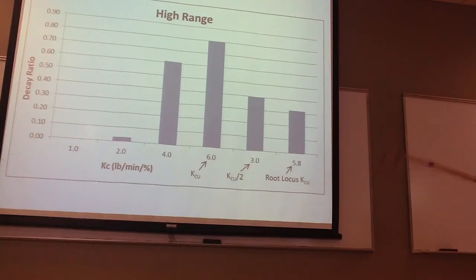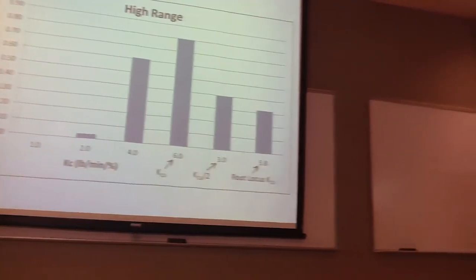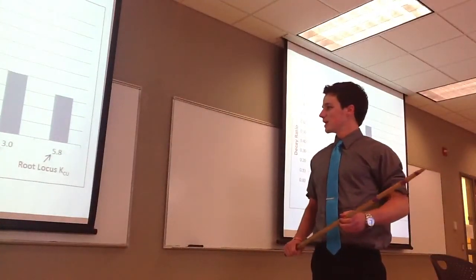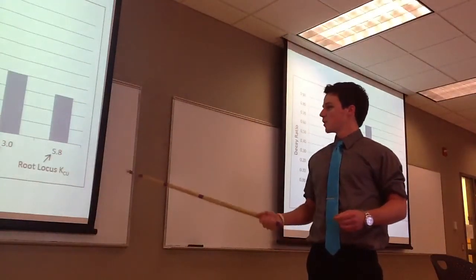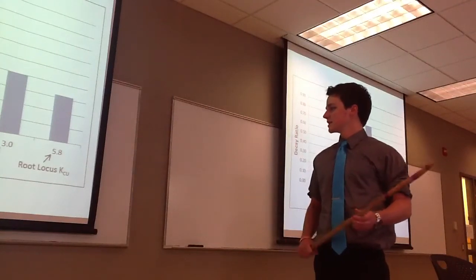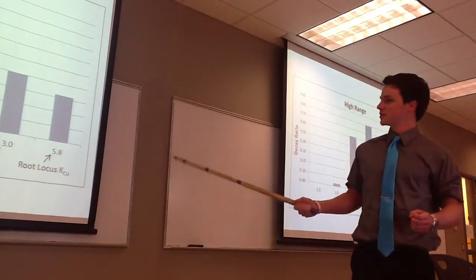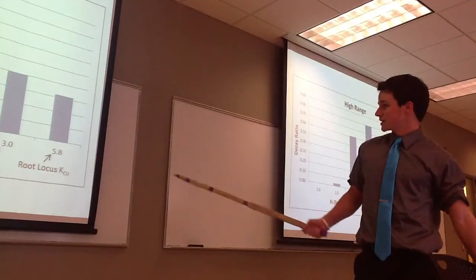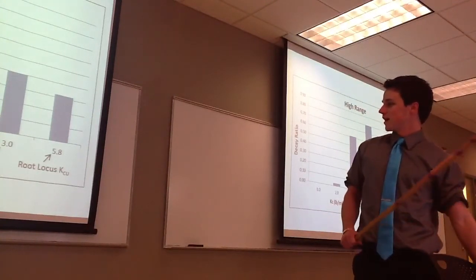This is for the high range, the decay ratios, and it used different numbers other than 0 and 1. It used 1 and 2, where it actually found numbers. The KCU was 6, and the KCU over 2 was 3. And the root locus KCU gave a decay ratio of 5.8 for that one.